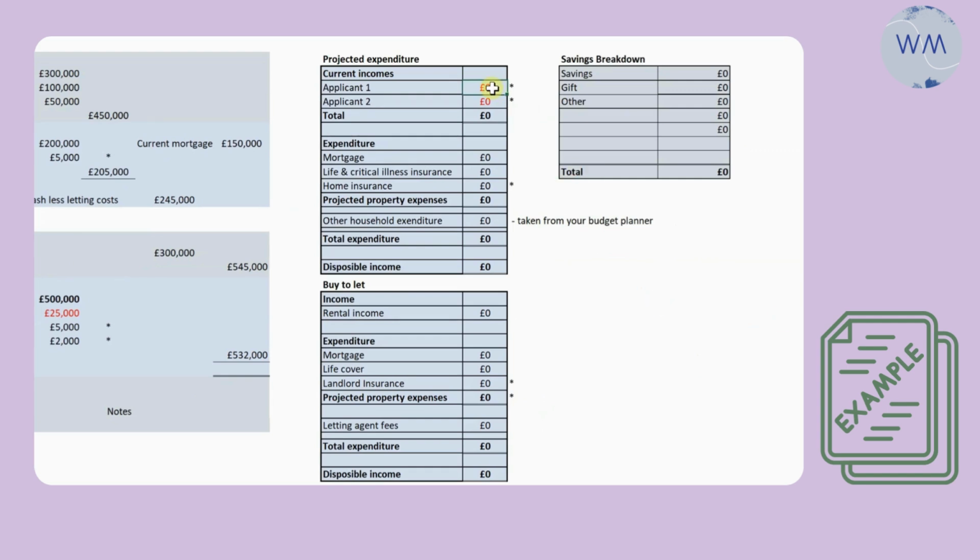We're looking at your income, expenditure, which includes your mortgage, life assurance, home insurance, and other projected property expenses. We also look at your budget to take account of all your other household expenditure. When we look at your investment property, we've got the mortgage, any life cover, landlord insurance, other projected property expenses, and letting fees, of course. Hopefully we come up with some net disposable income and make you feel comfortable about making the move into becoming a landlord and buying your new home.